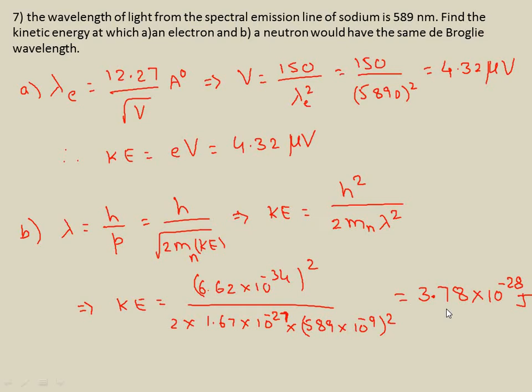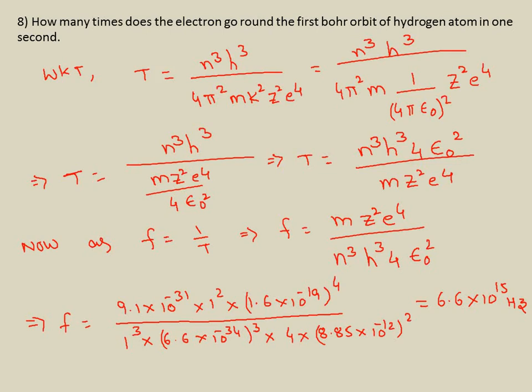Right. Now let's look at the next one. How many times does the electron go around the first Bohr orbit of the hydrogen atom in 1 second? What do we mean by that? How many times per second? The number of rotations per second is nothing but frequency. Do you remember, right? In the first problem we solved the time period condition. From there I got the expression for the time period, substituted the value of k, and then got the final expression for the time period.